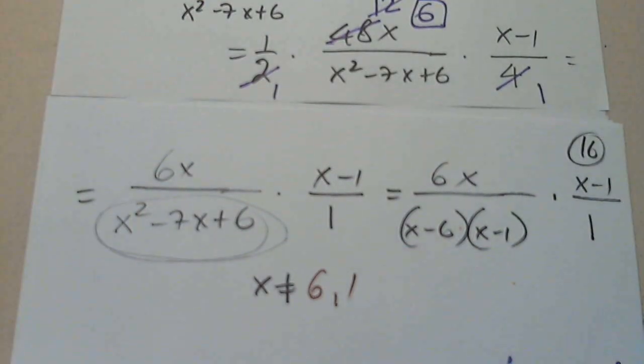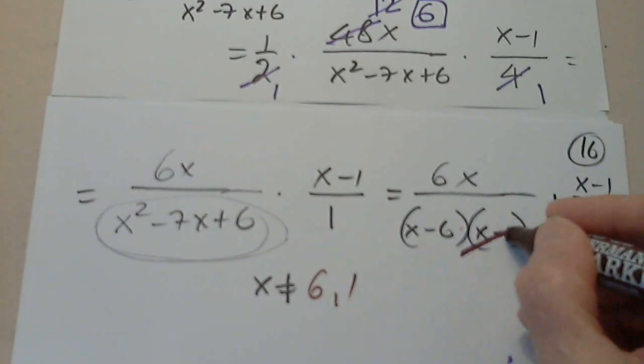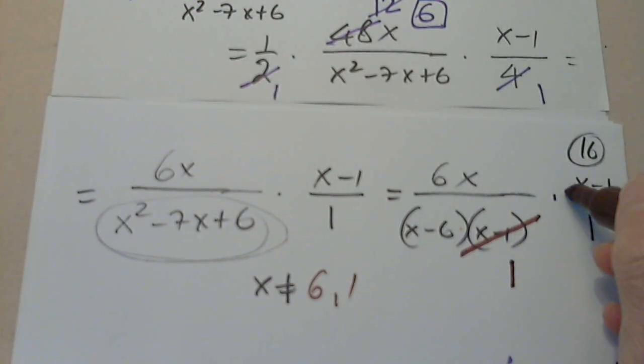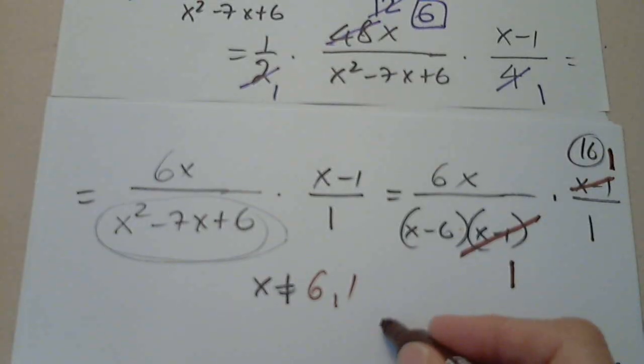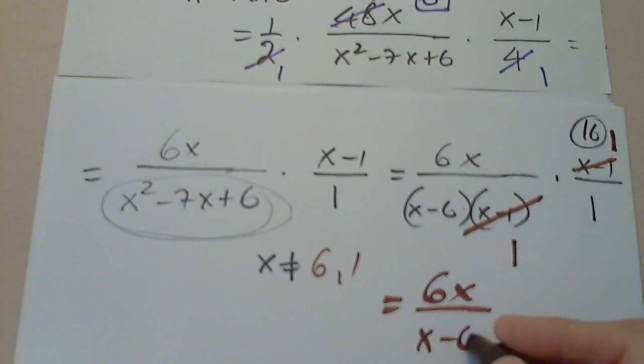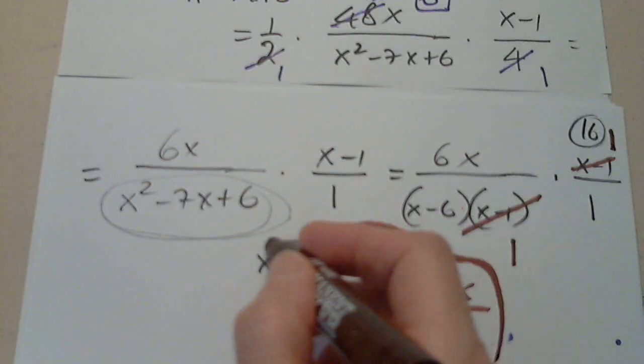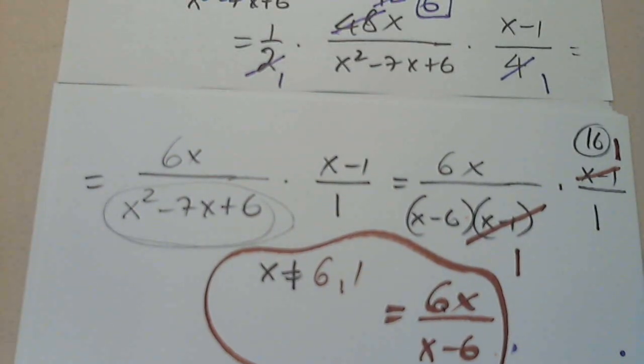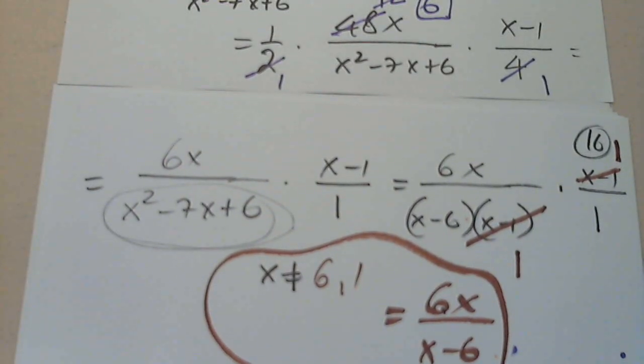Good. So now I will simplify an x minus 1 from the denominator with an x minus 1 from the numerator. And this is the only thing I can do, and this is 6x over x minus 6. Do not try to simplify the 6. 6 is a factor here, but it's not a factor here. So this is the simplified form, assuming that x is never 1 or 6.